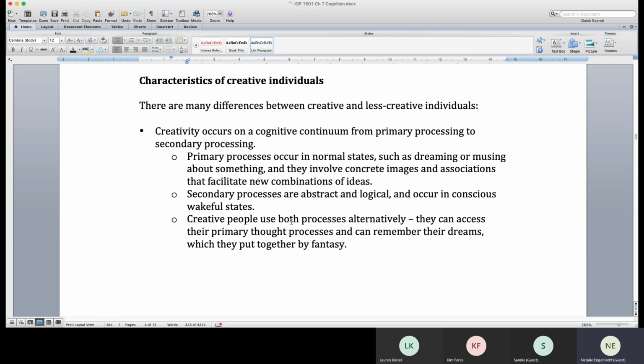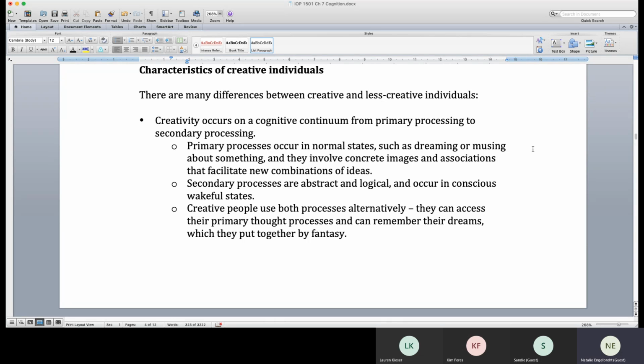What are the characteristics of creative individuals? There are many differences between creative and less creative individuals. And the book actually also refers to uncreative individuals. I actually took that out because it's not PC for me. I think there's creative and there's less creative individuals. I don't think we have uncreative individuals.